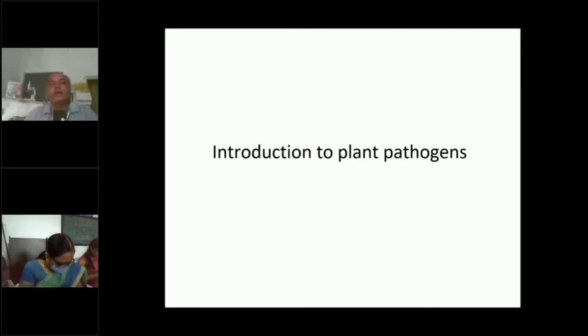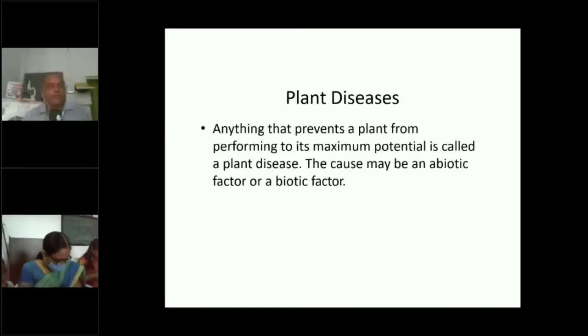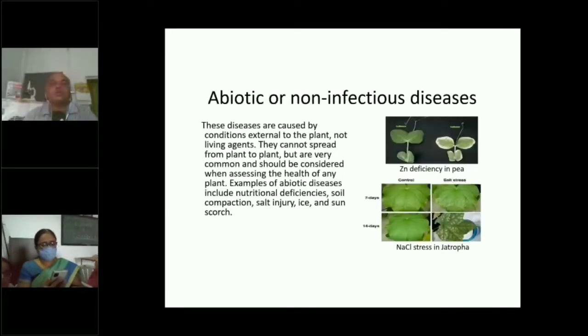The plant will not perform to yield, and the quality also reduces. And there are so many factors, some biotic and some abiotic, responsible for plant diseases. We will see which abiotic factors are responsible for diseases. There are many abiotic non-infectious diseases, like nutritional deficiencies, soil compaction, salt injury, ice and sunscorch, zinc deficiency, and P and NaCl stress in Jatropha. There are so many examples of non-infectious, or abiotic, diseases.